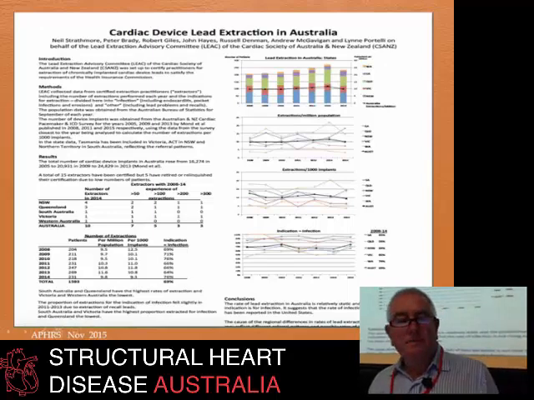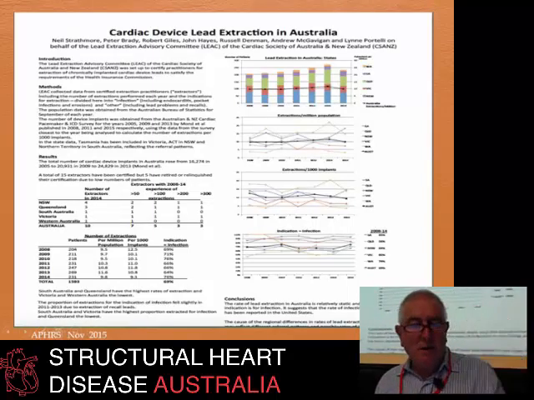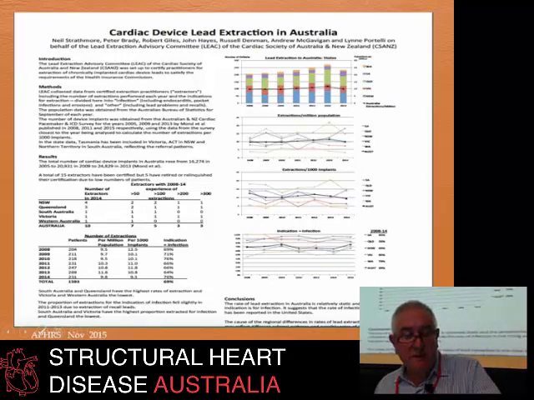Some local information for you, just so you know what's going on in Australia. This is an abstract that was presented at the meeting in November down in Melbourne. In Australia, the implant rate has gone up from 16,000 and a little bit in 2005 to 24,000 devices in 2013. Interestingly, over all that period of time, the indication for extraction has remained infection in about 70% of cases. The numbers haven't gone up a great deal.